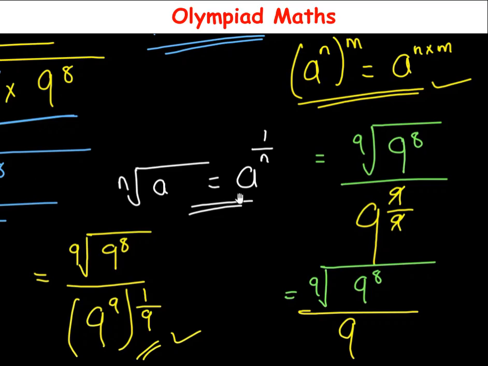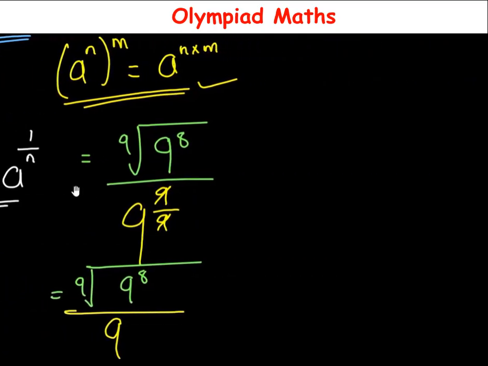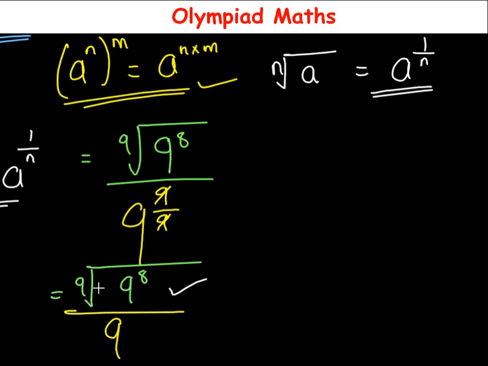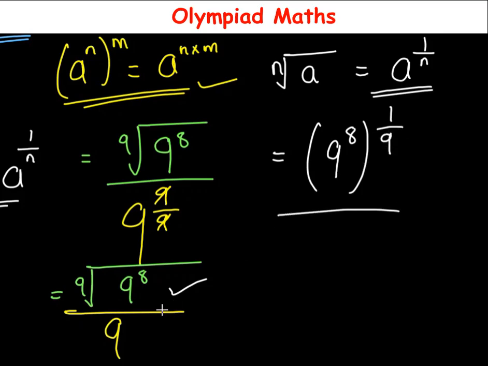Okay, so from here we can still simplify this further by applying this principle that if you have the nth root of a, this is equal to a raised to power 1/n. So applying this principle to the numerator, this is equal to, in brackets, 9 to the power 8, all raised to power 1/n, and n is 9, so 1/9, then all over 9 as the denominator.